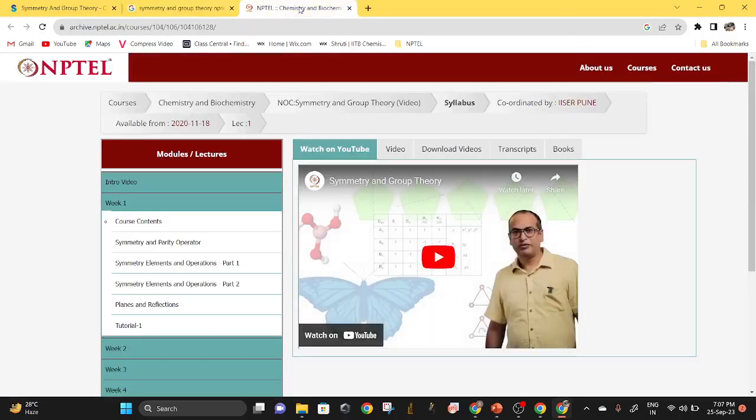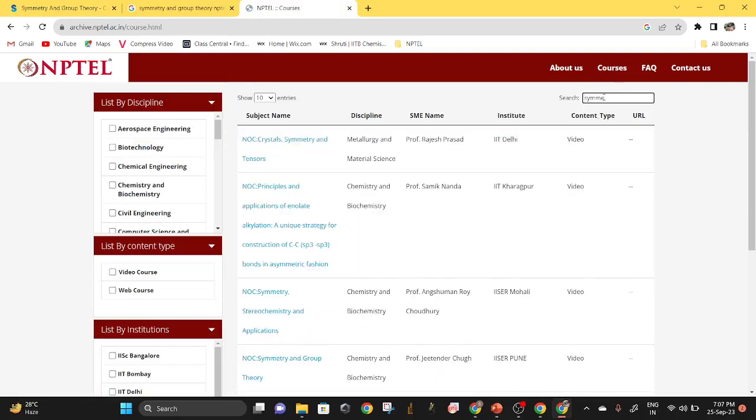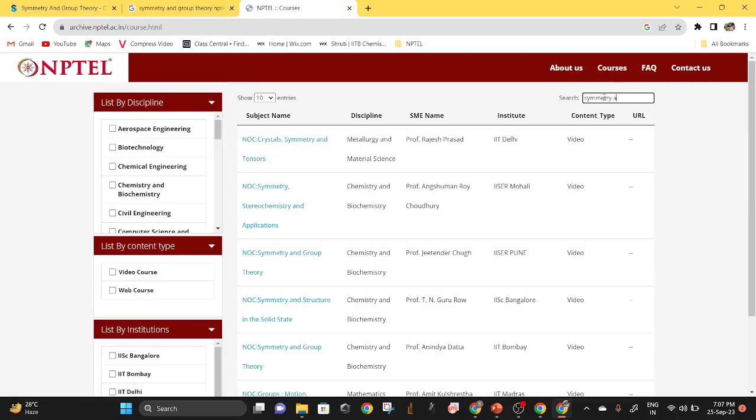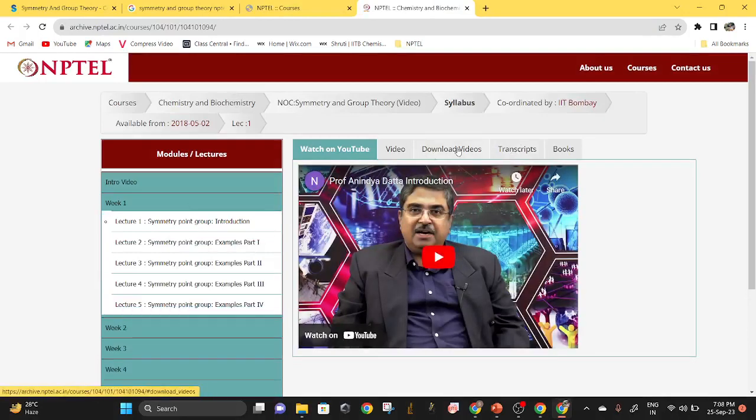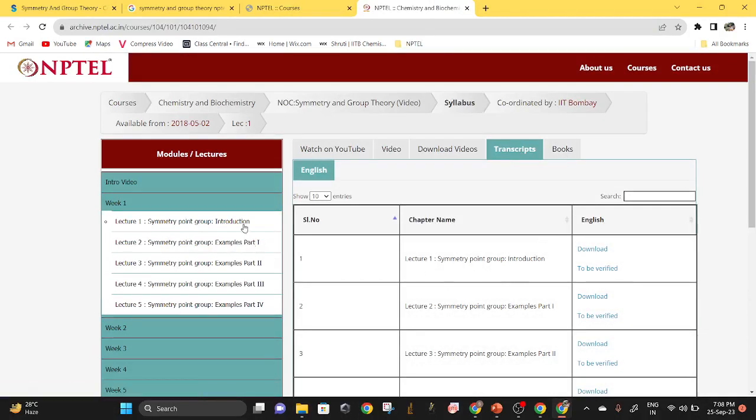If you go to the old website, there will be a website. From here, you can just go in this kind of website. You see, this panel is there, transcripts. From here, you can download. Right here, you have to search. See, this one is there, right? Symmetry in Group Theory. You can download videos as well, and you can download the transcripts lecture wise.